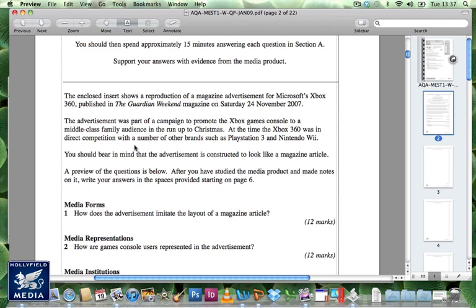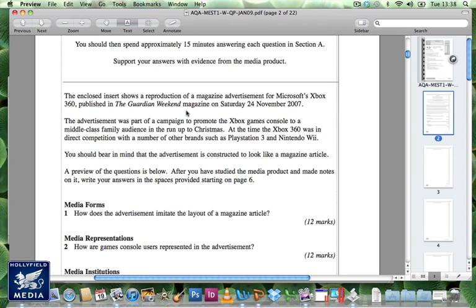It also carries on in this bit of information. The advertisement was part of a campaign to promote the Xbox games console to a middle-class family audience in the run-up to Christmas. There you go. Pretty much what I've said already is then backed up here. So it's a campaign, remember we discussed campaigns, it's large scale with lots of different platforms used to promote a product. So this is part of a large engineered program to try and get the Xbox put out there as something to buy. It's an advertisement. We know it's middle class family because they can afford it, etc.